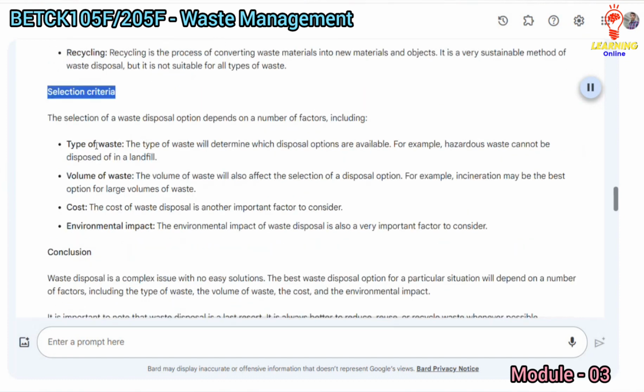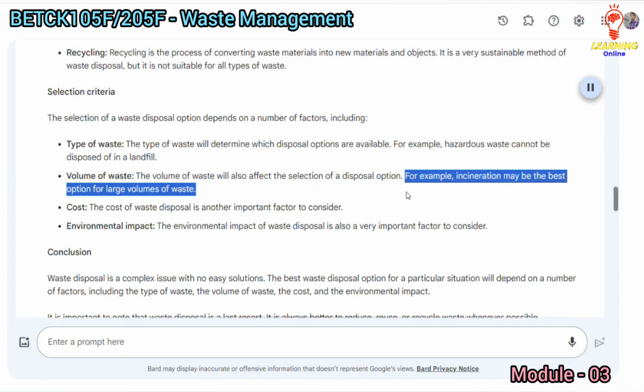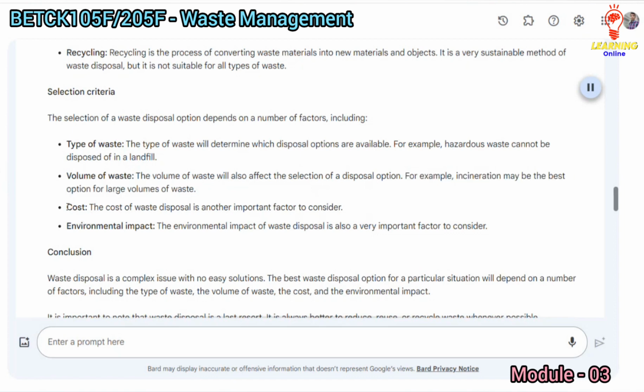Selection criteria. The selection of a waste disposal option depends on a number of factors, including type of waste. The type of waste will determine which disposal options are available. For example, hazardous waste cannot be disposed of in a landfill. Volume of waste. The volume of waste will also affect the selection of a disposal option. For example, incineration may be the best option for large volumes of waste.